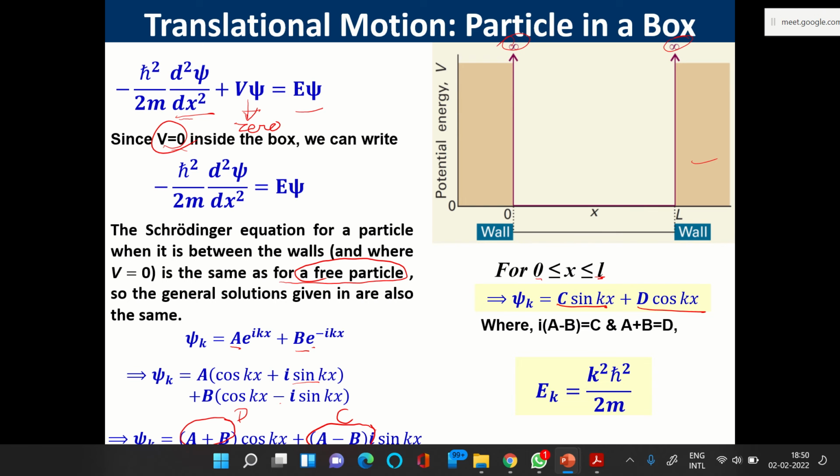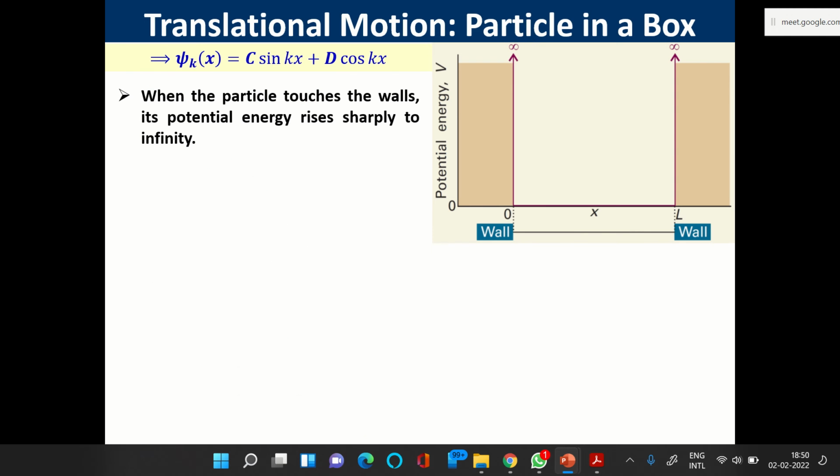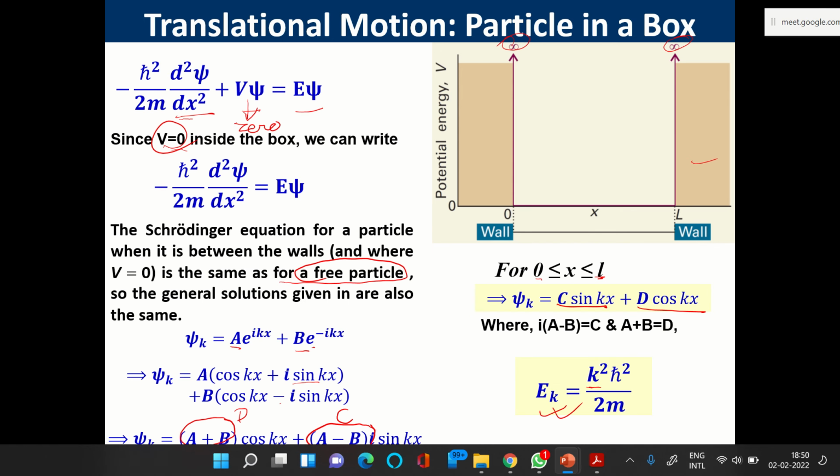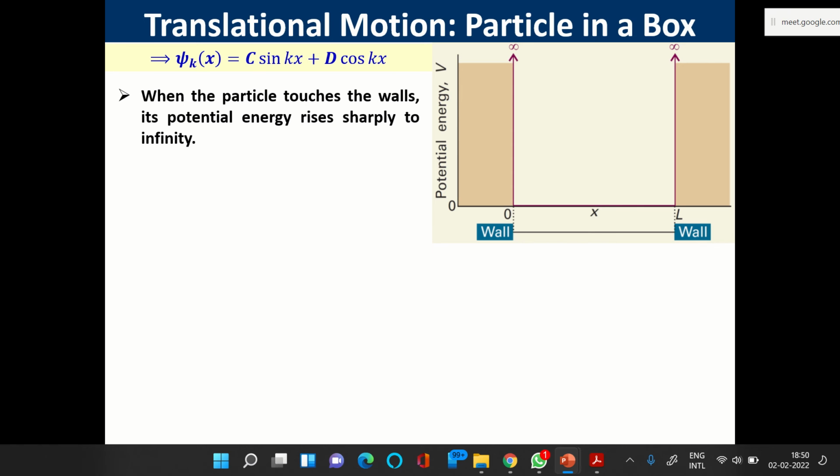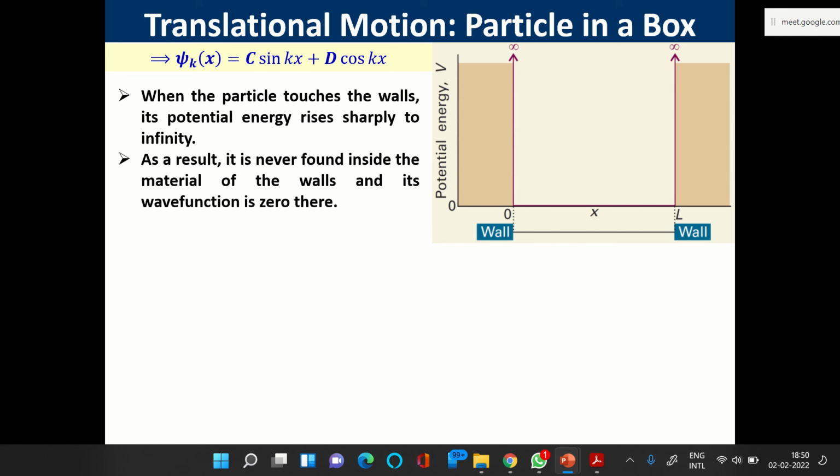And so the energy would be, if this is the equation, then k h cross is the momentum, and so the energy is simply k square h cross square by 2m. So energy is given by this. When the particle touches the wall, the potential rises to infinity, so it is never going to cross through that. So the amplitude must become zero. The wave function must become zero at the walls.